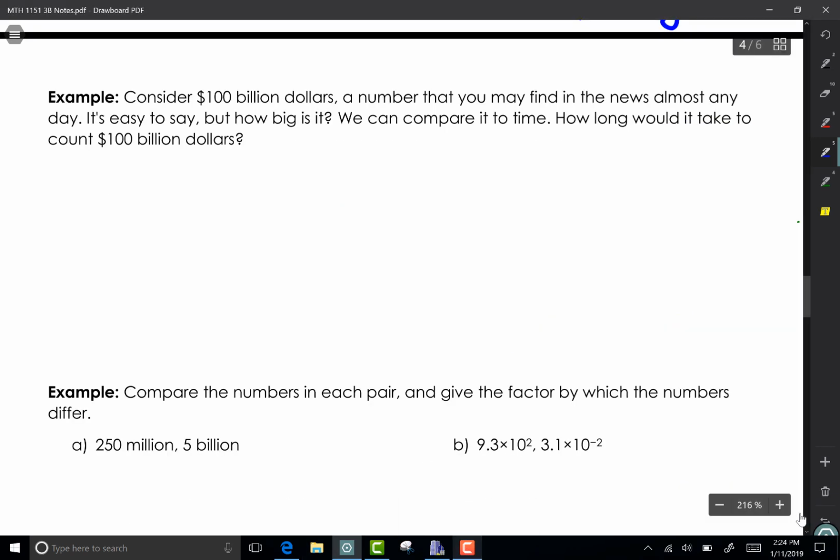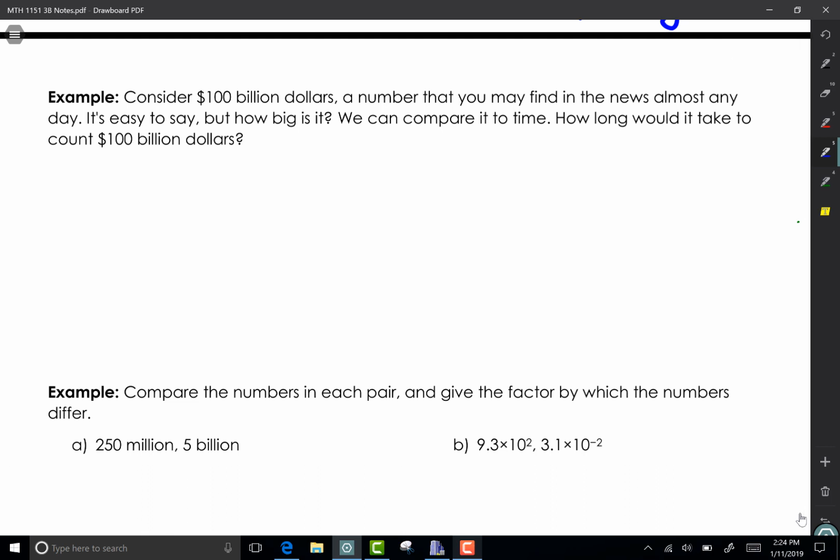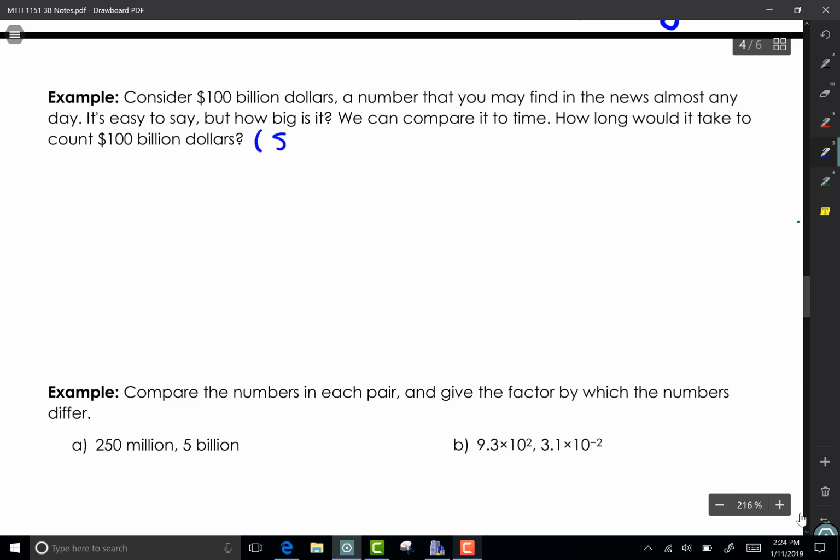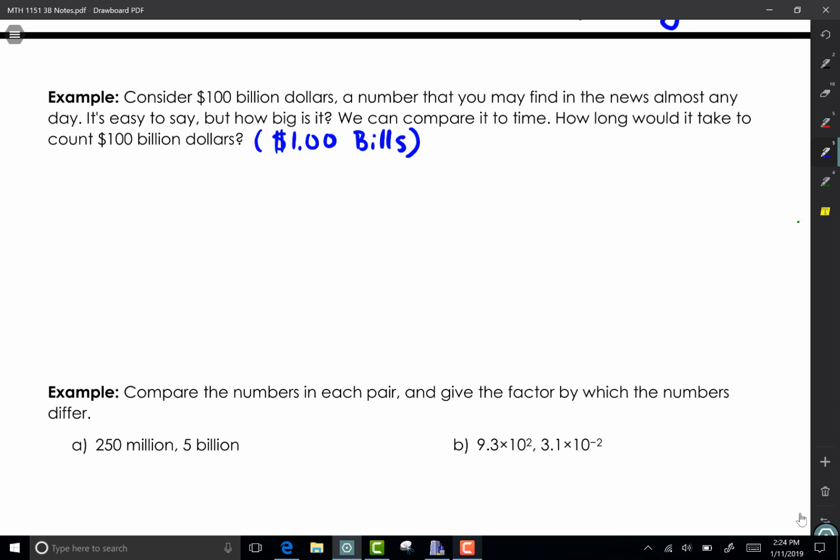The next example that we're going to use for comparison is we're going to consider $100 billion. And one thing that I didn't put in this question, I'll make a note of it. We're going to talk about it in literally $1 bills. And so we want to compare it to how much time it takes to count $100 billion to kind of imagine how big that would be.